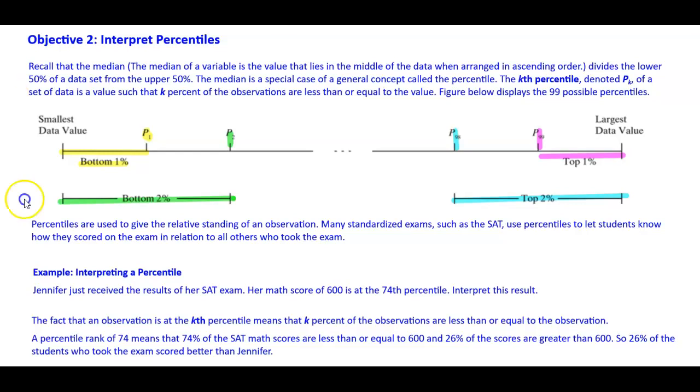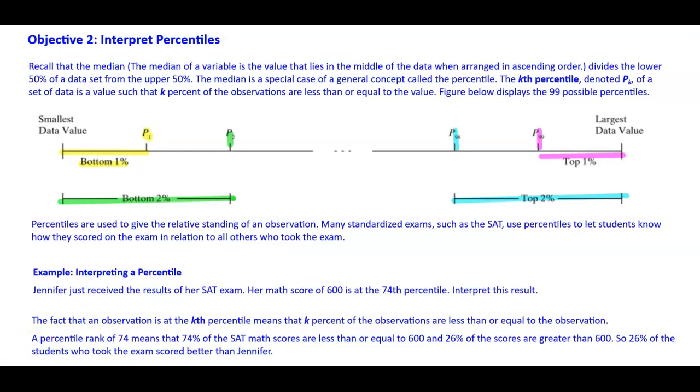Now, percentiles are used to give the relative standing of an observation. Many standardized exams, such as the SAT, use percentiles to let students know how they scored on the exam in relation to all others who took the exam. So let's take a look at an example.